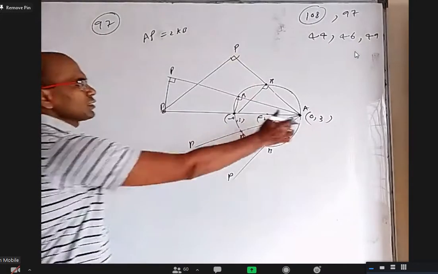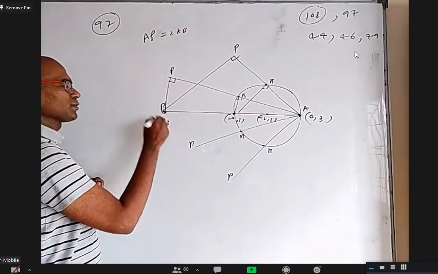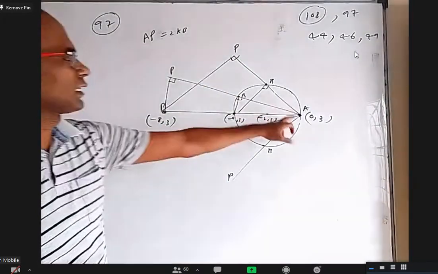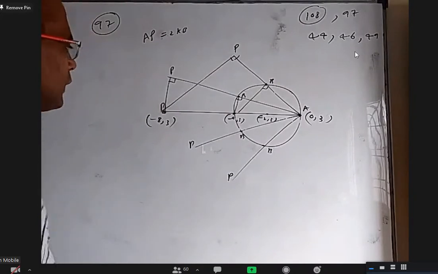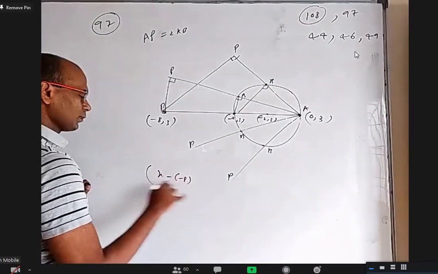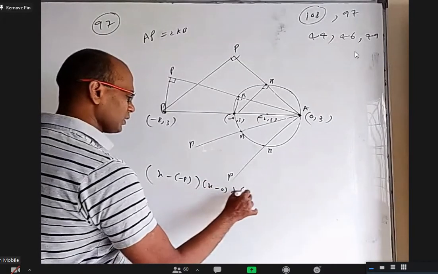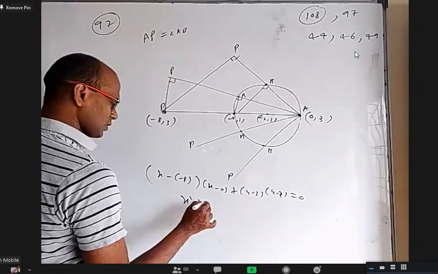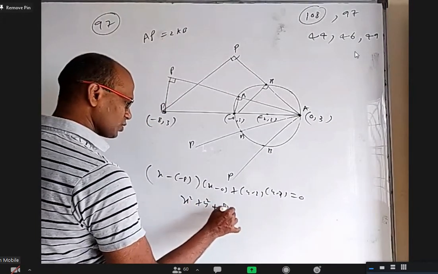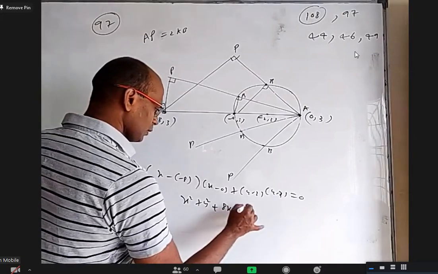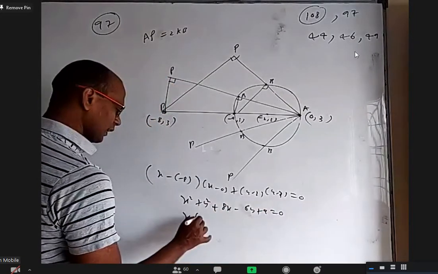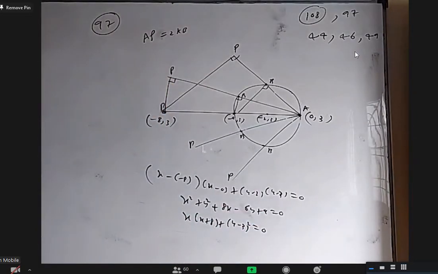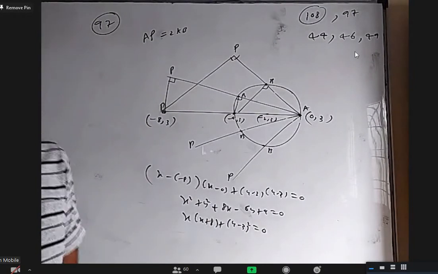I can say this is (0, 3), this is (-4, 3), so this point is (-8, 3). So the locus of this point is a circle with these two as ends of diameter, which is (x minus (-8))(x minus 0) plus (y minus 3)(y minus 3) equal to 0, which is x square plus y square plus 8x minus 6y plus 9 equal to 0. Or you can simply write x(x plus 8) plus (y minus 3) whole square equal to 0. Okay, this is understanding geometrically what is actually happening.